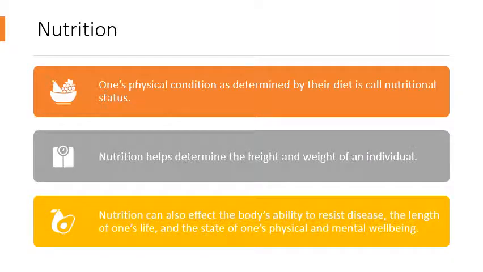It is important to note that one's physical condition, as determined by their diet, is called nutritional status. Nutrition helps determine the height and weight of an individual. Nutrition can also affect the body's ability to resist disease, the length of one's life, or how long one will live, as well as the state of one's physical and mental well-being.